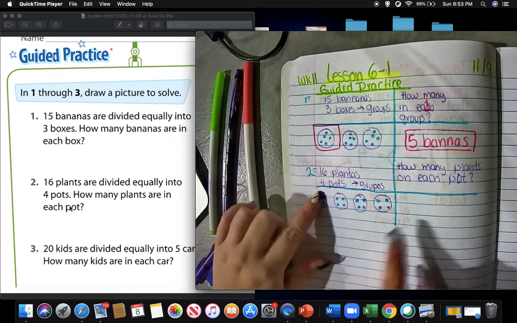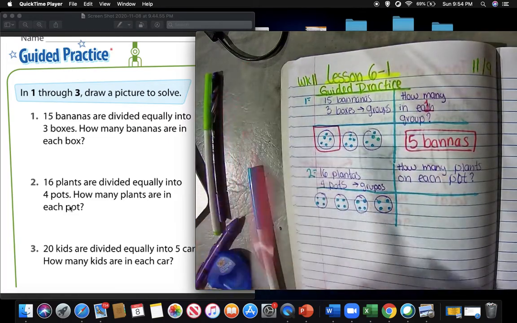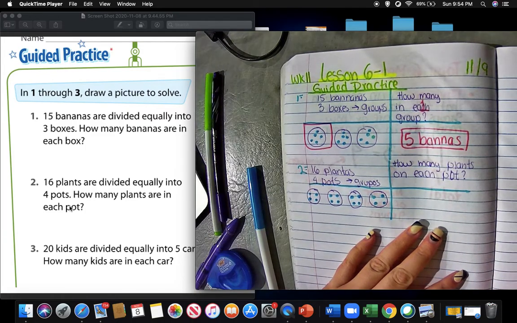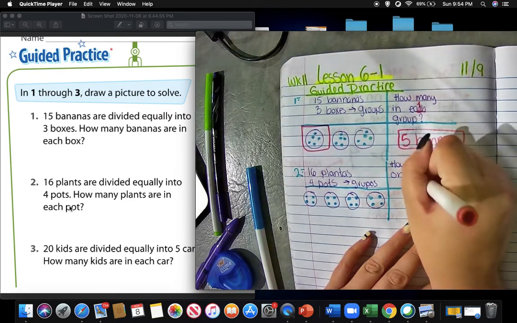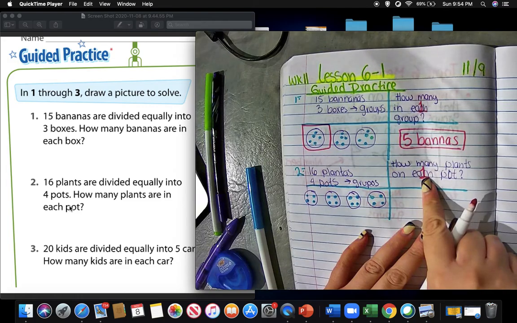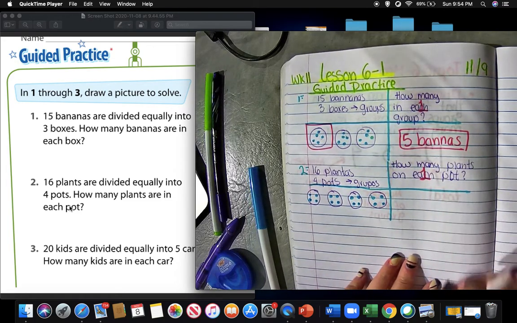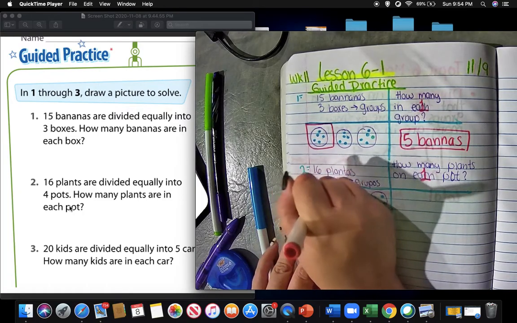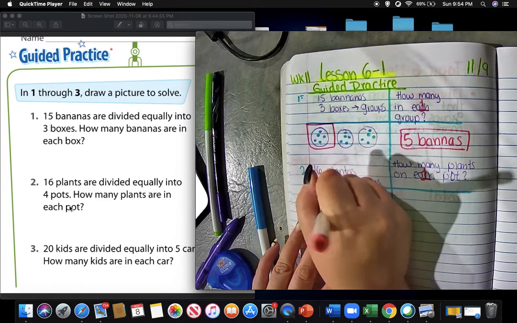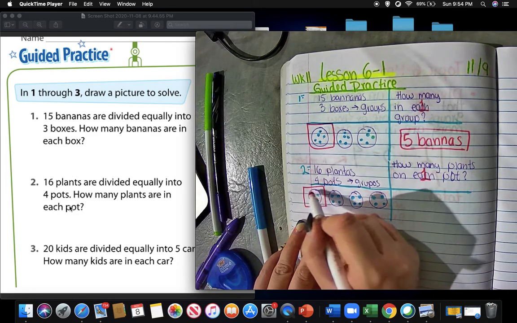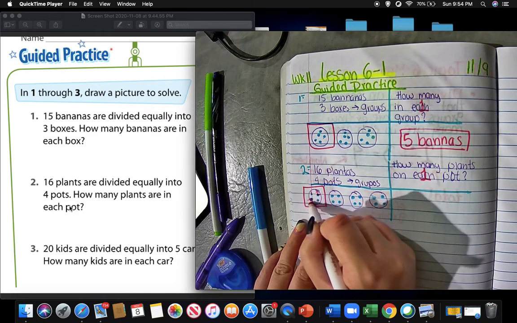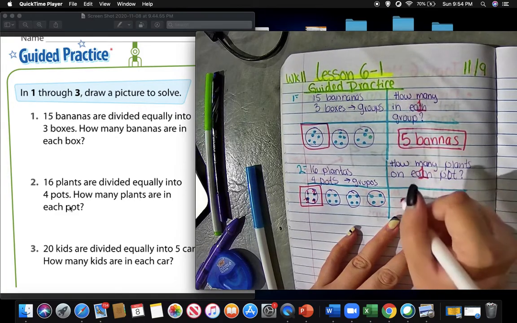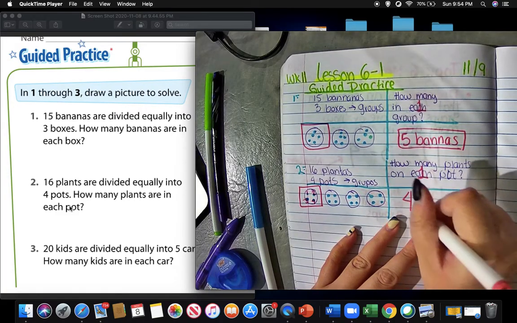Okay? 16. So how many are on each pot? ¿Cuántas plantas hay en una? Recuerdan que each quiere decir uno. En una maceta, esta es una maceta. Entonces, ¿cuántas hay en una? ¿Cuántas tengo? 1, 2, 3 y 4. So, las respuestas son 4 plantas.